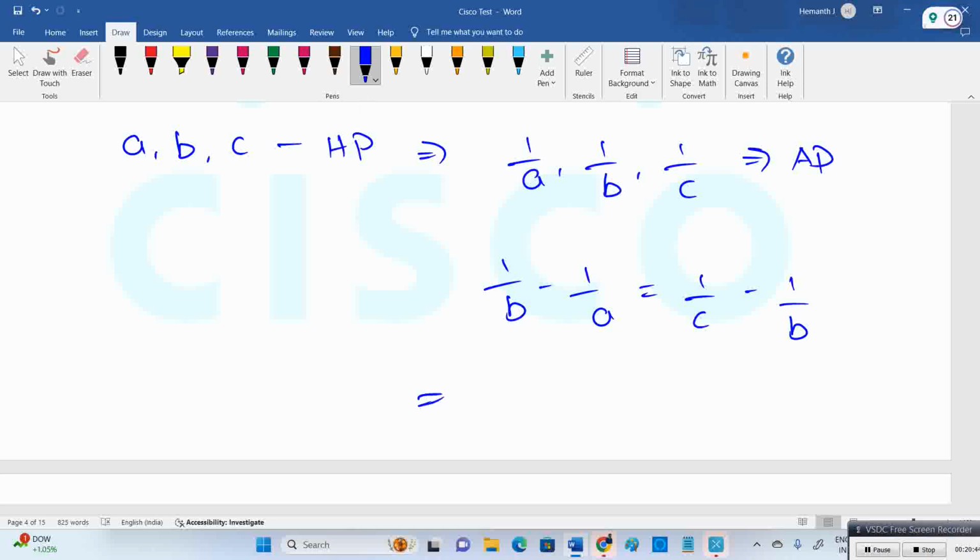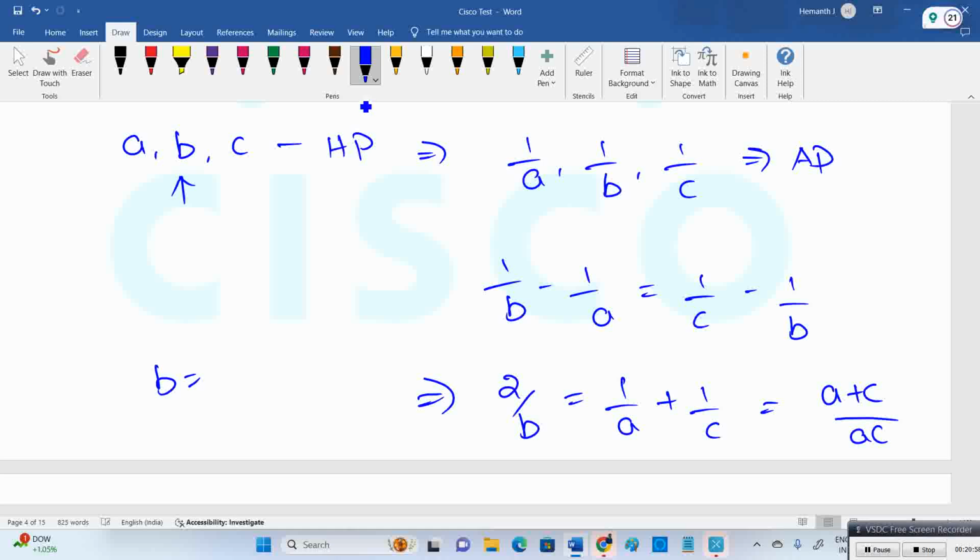Now, this minus 1 upon B will come to this side, it will be 2 upon B. Here 1 upon A plus 1 upon C, it is A plus C upon AC. B is nothing but the middle one. Harmonic mean means middle one. What is B here? B is 2 into A into C divided by A plus C. So that is the case if terms are in HP, and AP and all.